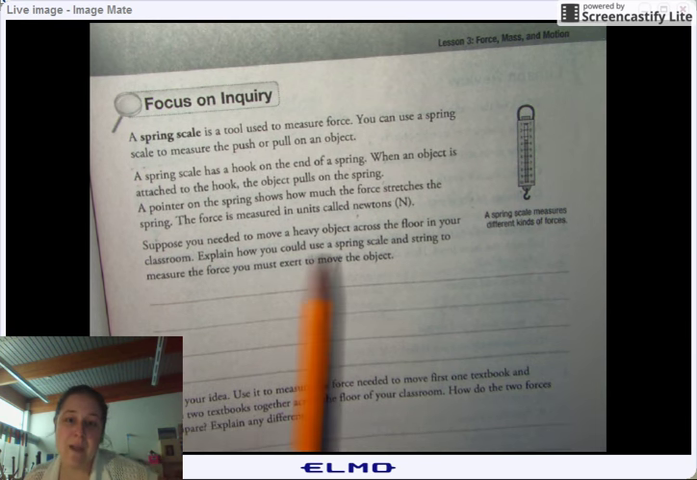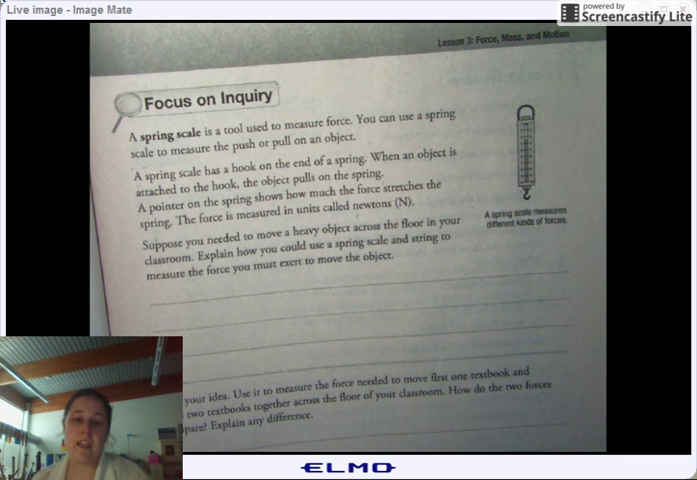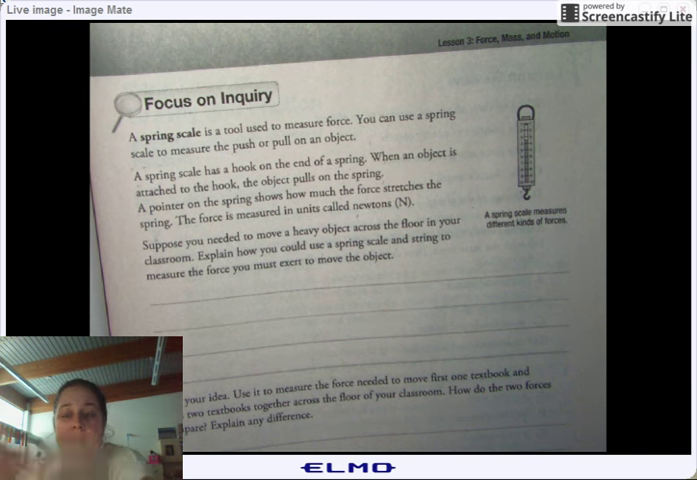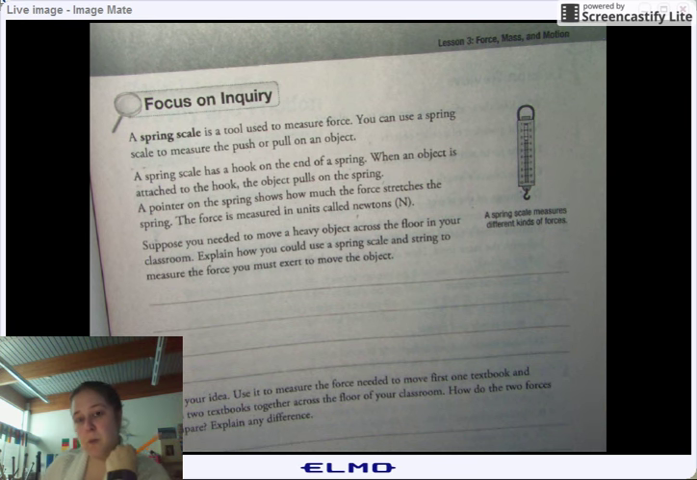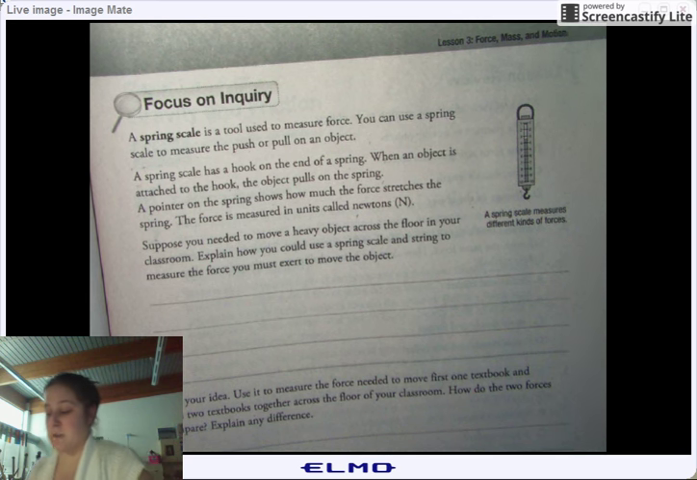Suppose you need to move a heavy object across the floor in your classroom. Explain how you would use the spring scale to measure the force you must exert to move the object. So what are you going to do? Think about that. You're going to push it, right? How are you going to use the spring scale to measure the force? What's another way besides pushing? Pulling, right? Why couldn't I use the spring scale to pull and determine the force that I have to exert?